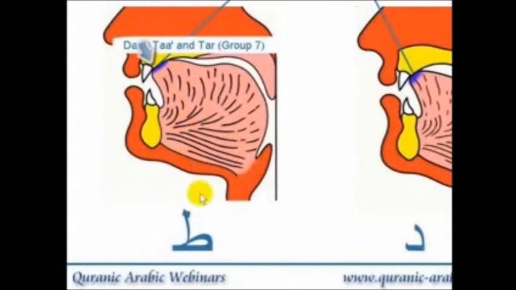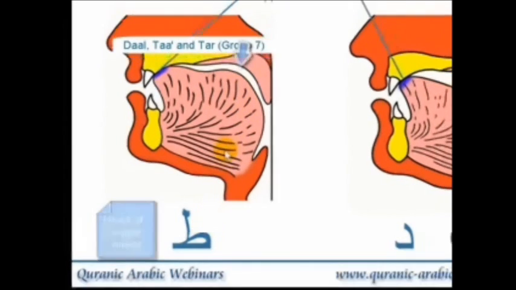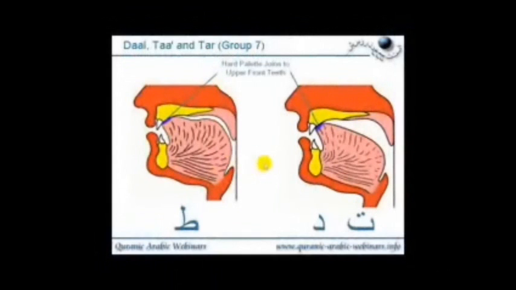And the other one we have is the letter Do, Do. So you apply a bit more pressure on the front of the tongue this time, and the back of the tongue raises a little bit. Do, Do. So that was group 7.